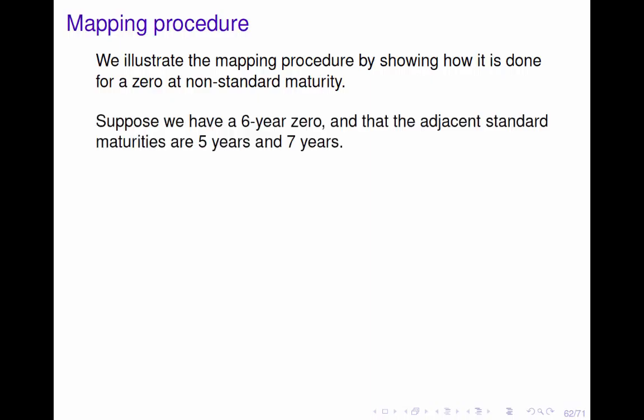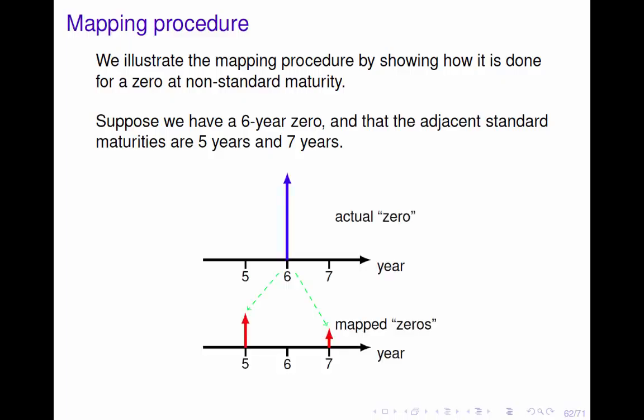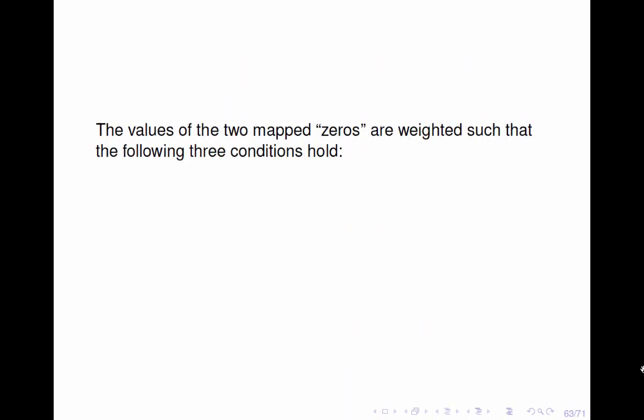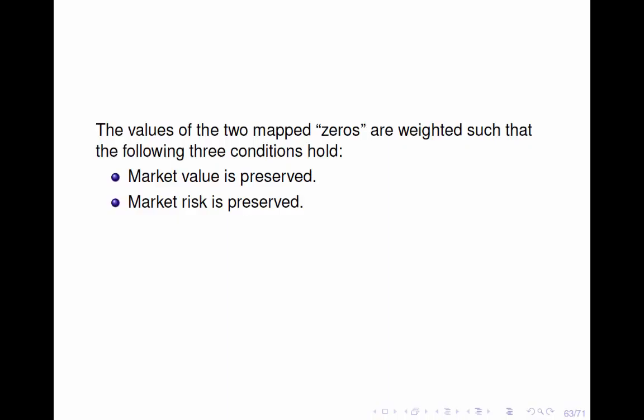Suppose we have a 6-year zero and that the adjacent standard maturities are 5 years and 7 years. How to map this 6-year zero to the 5-year and 7-year zeros? Here are the criteria. The values of the two mapped zeros are weighted such that the following three conditions hold. First, the market value is preserved. Second, the market risk is preserved. And finally, the sign is preserved.